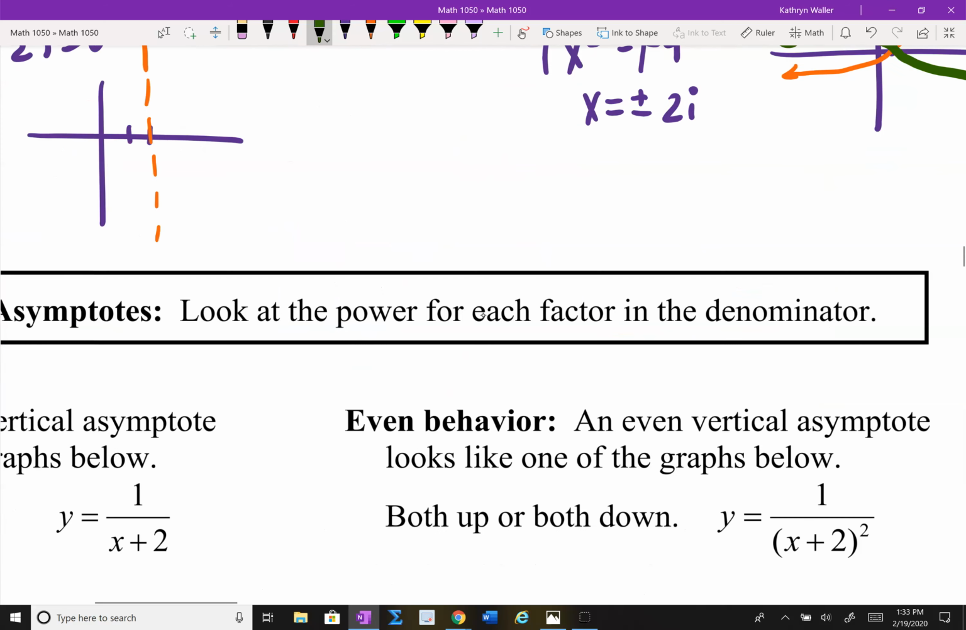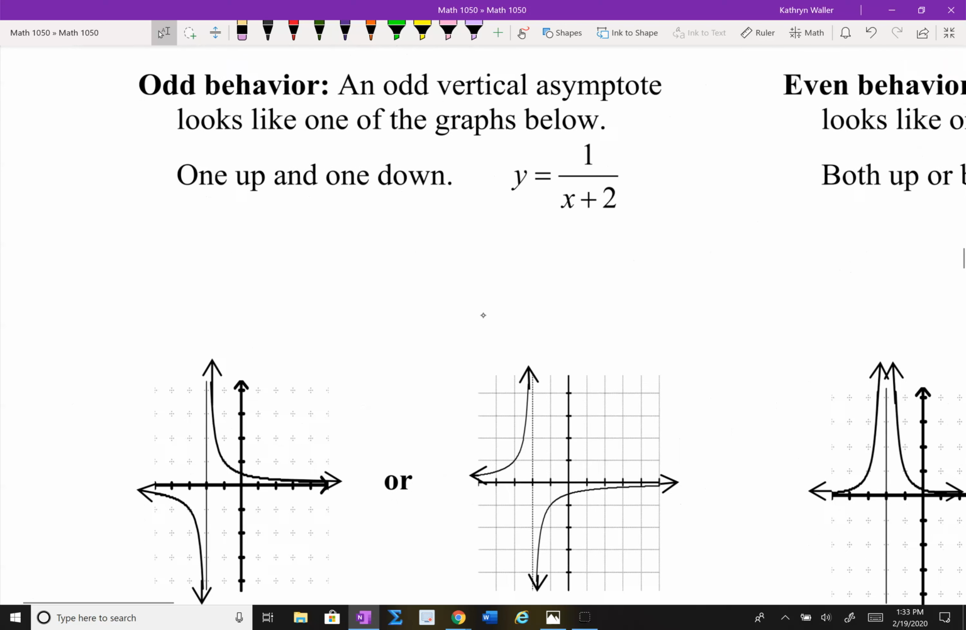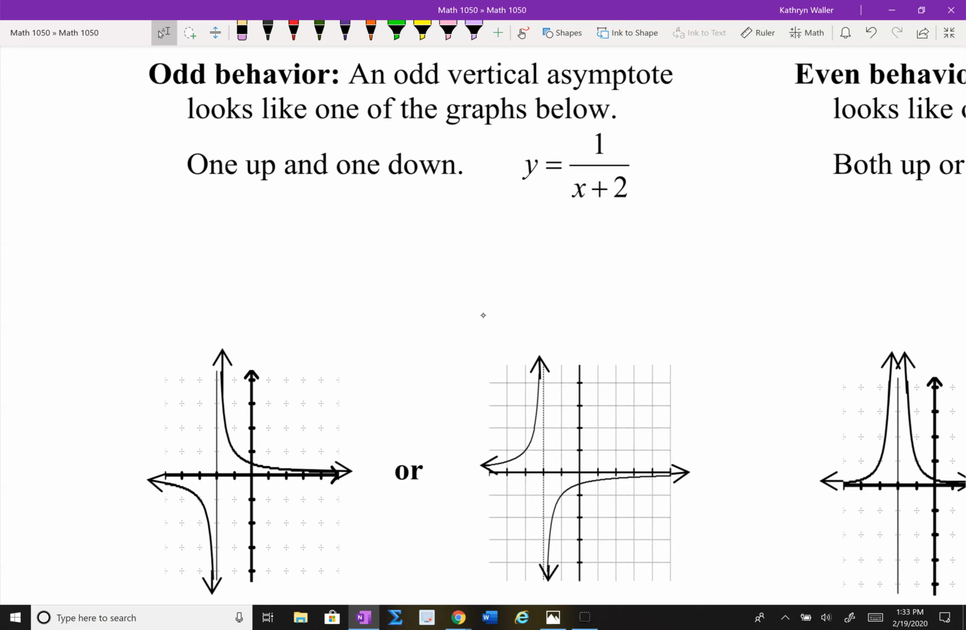Okay, next one. Vertical asymptotes are either even or odd. So everybody look at odd, okay? If you look at that equation, if someone asked you to find the vertical asymptote, you would take the bottom, set it equal to 0, and you would get x equals -2. Go to those graphs, dash in a -2. Okay?